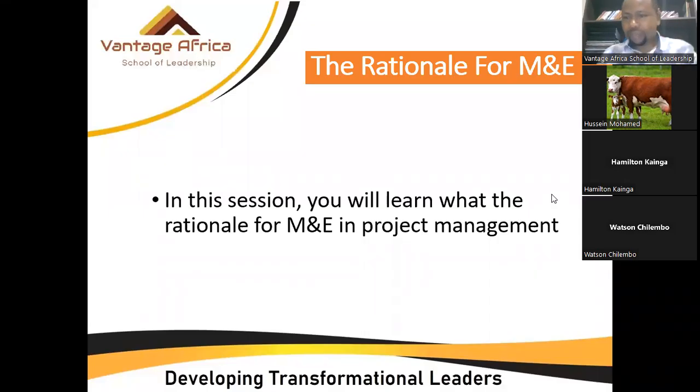The rationale for monitoring and evaluation. Now, in this session, we are going to learn what the rationale for M&E is in project management, and not just in PM, but also in other areas. When we're talking about monitoring and evaluation, you can do M&E on a project, on a program, on a policy, on an organization, on a strategic plan, isn't it?